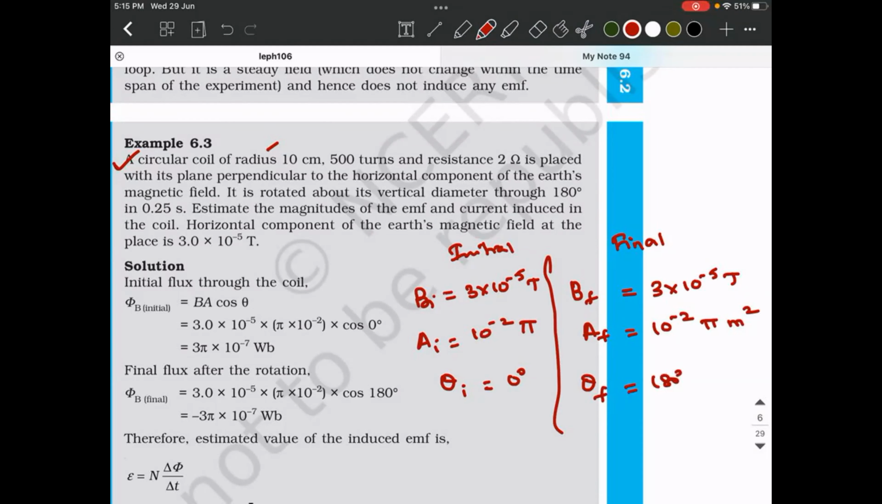Here, they have asked you only the magnitude because they didn't tell you the direction of B. Read the question carefully. Did they tell you B is in this particular direction? It was never mentioned anywhere. They didn't tell any direction. There is a horizontal component of Earth's magnetic field existing, but we don't know whether it is existing along X direction, Y direction, or anything.